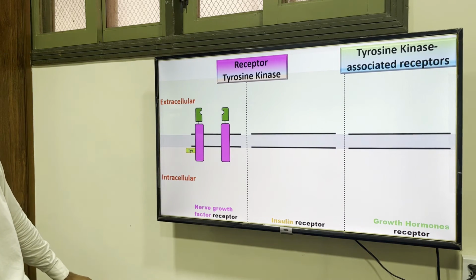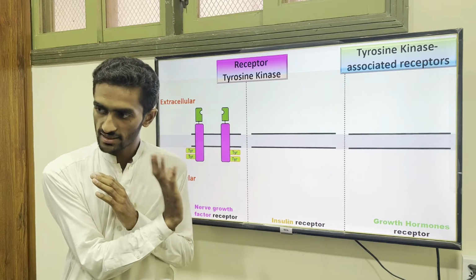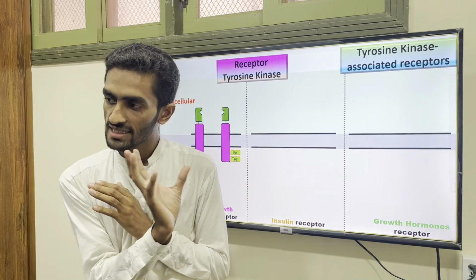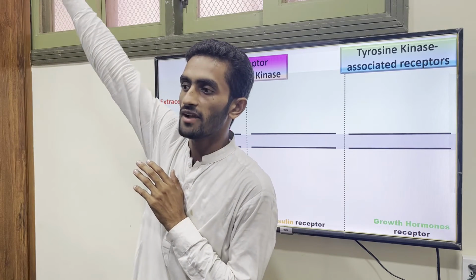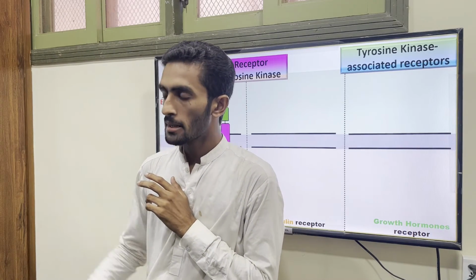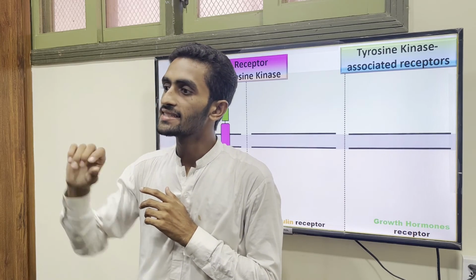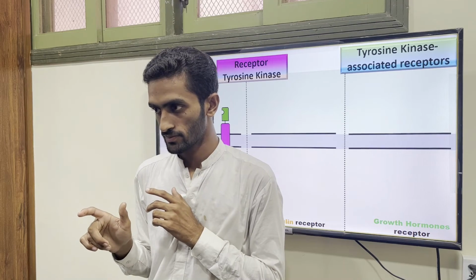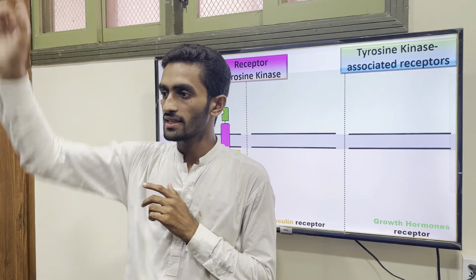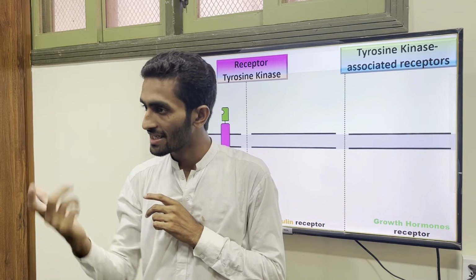So in this case, the concept is that in the G protein system we have seen the kinase was present inside the cell, which was activated by the second messenger. But in this tyrosine kinase system, the kinase is directly attached to the transmembrane receptor. It's not present inside. So when the hormone activates the receptor, it will activate the kinase.